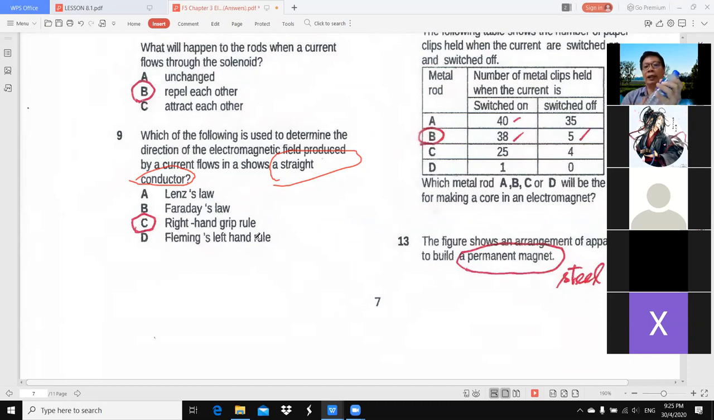A solenoid is like this, no? The whole thing is wire. The wire is routing here, so you hold like that, or like this, right? Your thumb points to north.